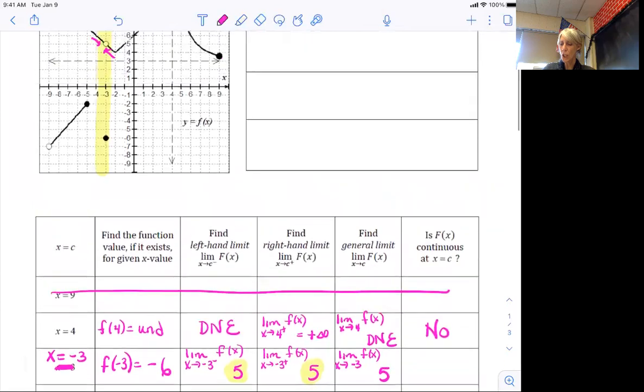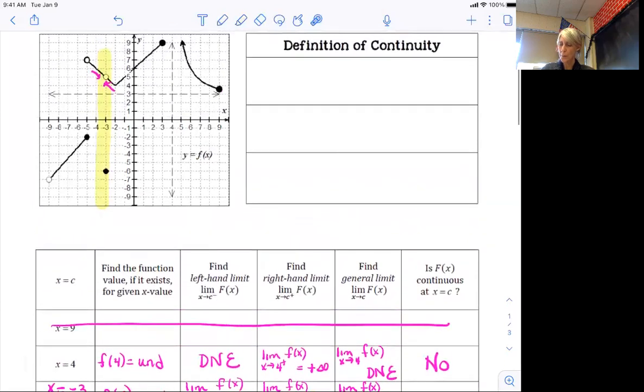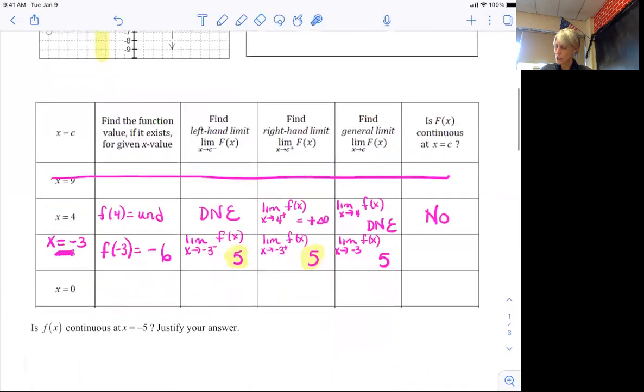Is this function continuous? Remember, continuous means I can just move through the point without lifting up my pencil. No, I have to lift up my pencil, go down there, and then go back up to the graph. So this function is not continuous.